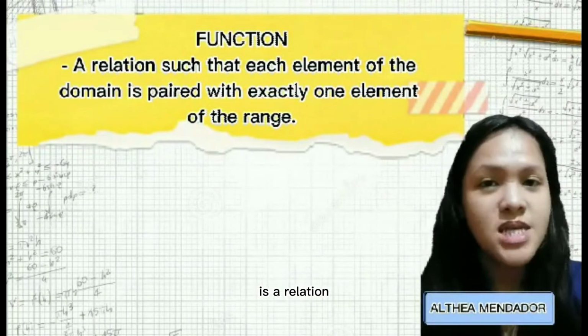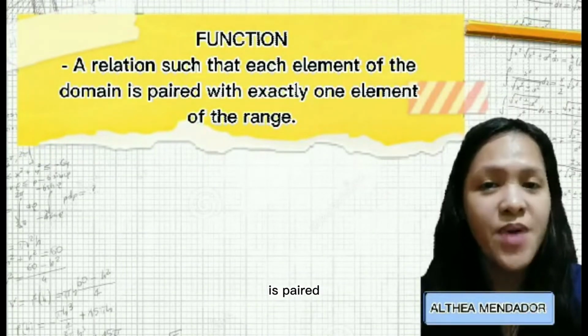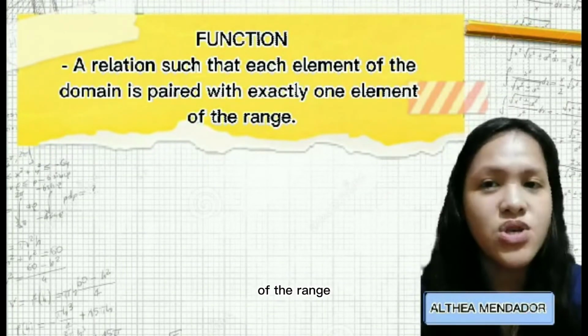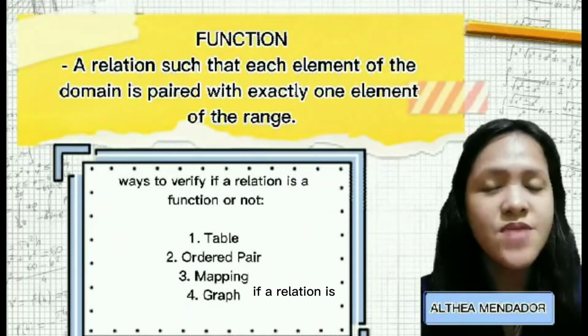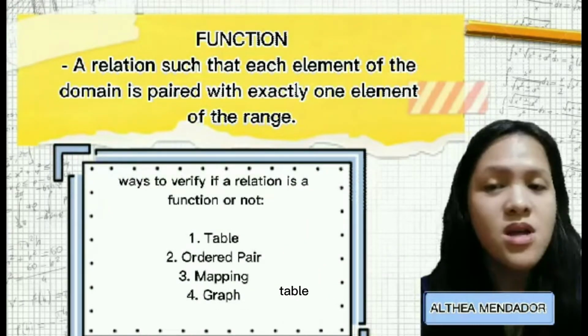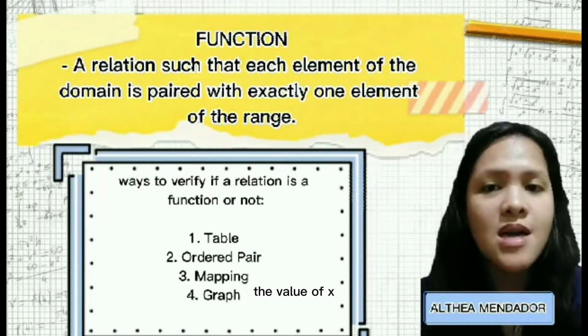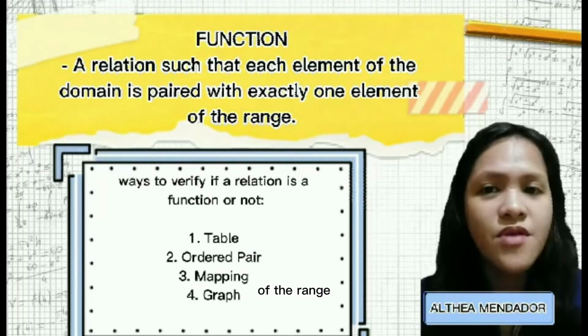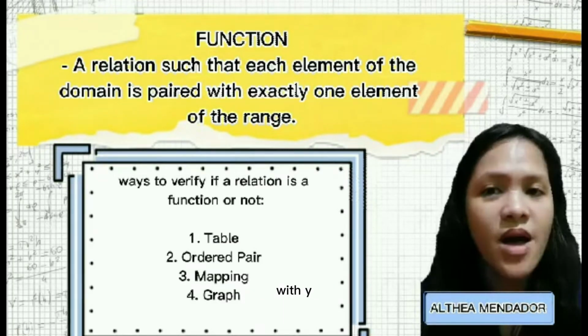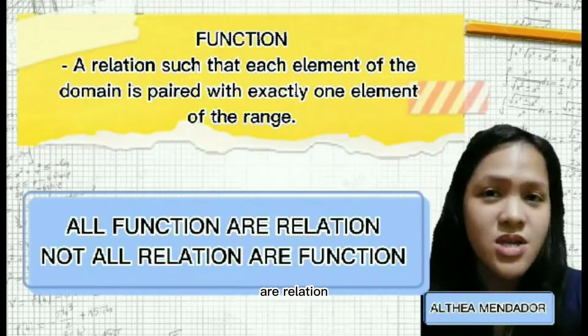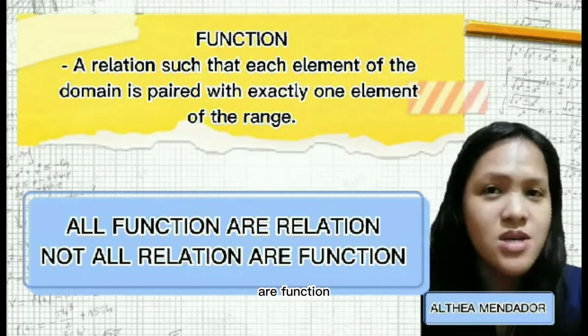A function is a relation such that each element of the domain is paired with exactly one element of the range. Ways to verify if a relation is a function or not: first, table; second, ordered pair; third, mapping; fourth, graph. The value of x is paired with exactly one element of the range. Each value of x should have only one y. All functions are relations, but not all relations are functions.